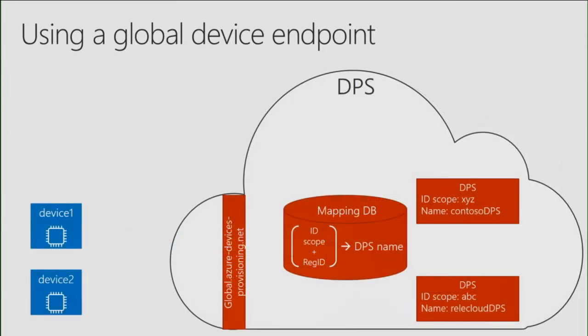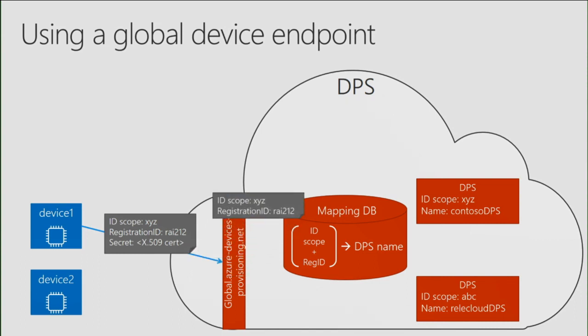The more detailed version of what's actually going on is device 1 turns on and it sends 3 pieces of information to the device provisioning service. The scope ID, the registration ID, and some sort of secret, either X509 certificate or some SAS token-based token. The global endpoint will say, all right, we're going to look in our mapping database, and based on this ID scope and registration combination, we uniquely identify you as going to Contoso DPS. So we route that request to Contoso DPS, and the provisioning process continues as usual.